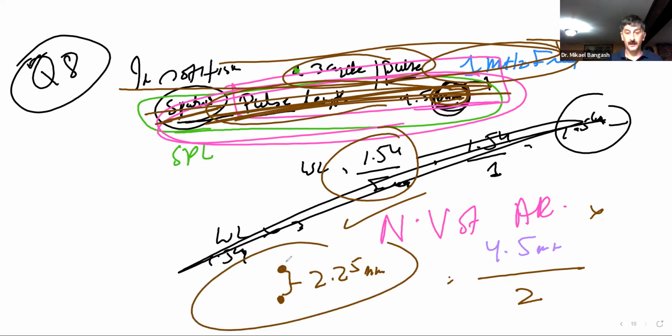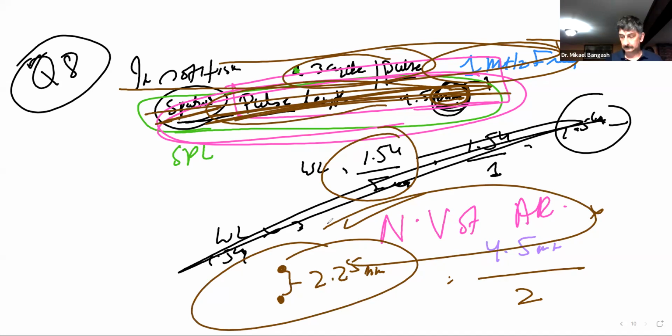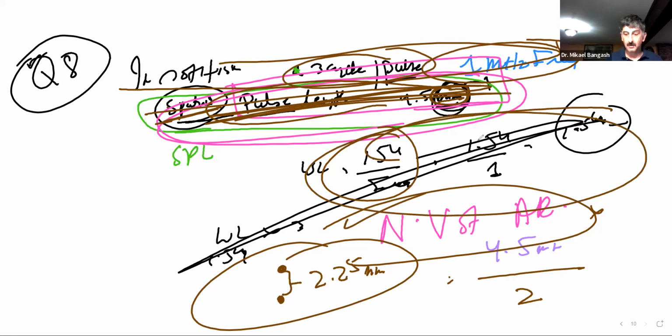Because that will give you the numerical value for your axial resolution. But it's okay, the mean is okay, just use the value that you had in the question. So there is no need to do all this calculation before calculating the AR.